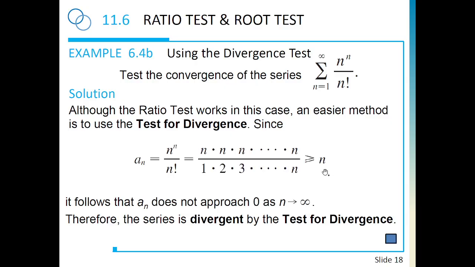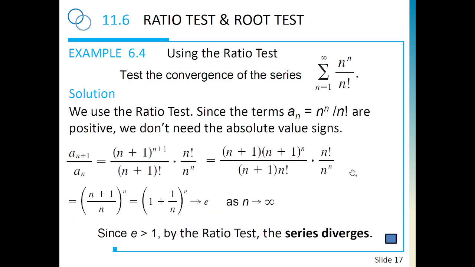can conclude immediately that this series is divergent, just by writing out the general term and observing that the general term is bigger than n. So you see, in this situation, an easier test, the divergence test, is much more elegant and easier to apply than the very powerful ratio test. So this is important to realize.